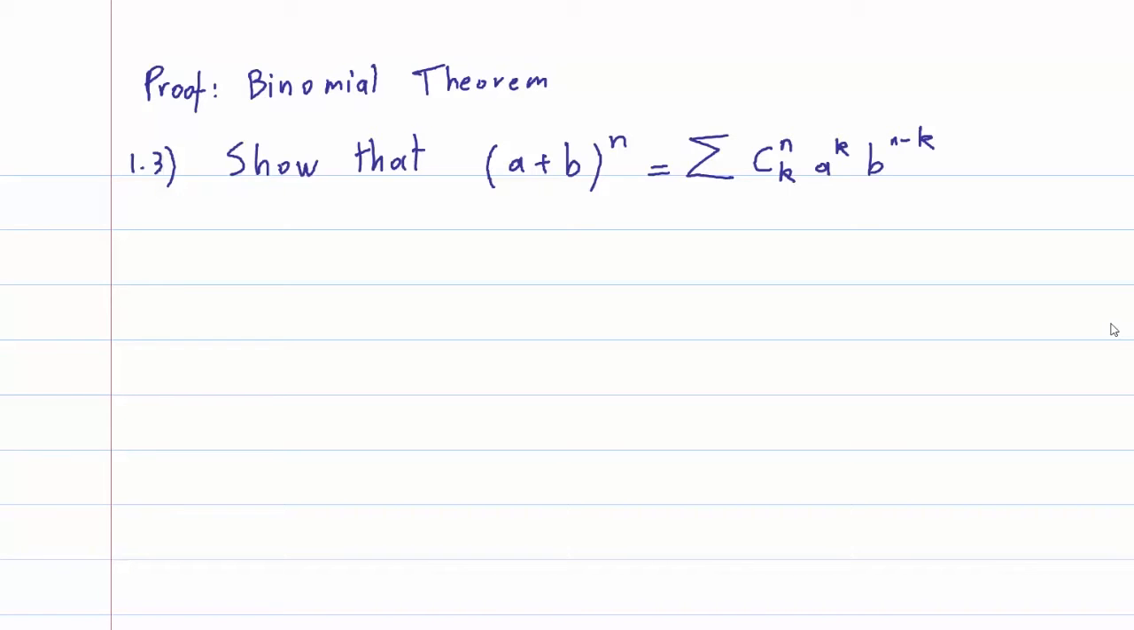So for 1.3 we need to show that (a + b)^n is equal to the sum of C(n, k) times a^k times b^(n-k). So this is basically the proof of the binomial theorem. You can find several versions on the web. I chose the version that was the most clear to me. The proof is by induction. So proof by induction.